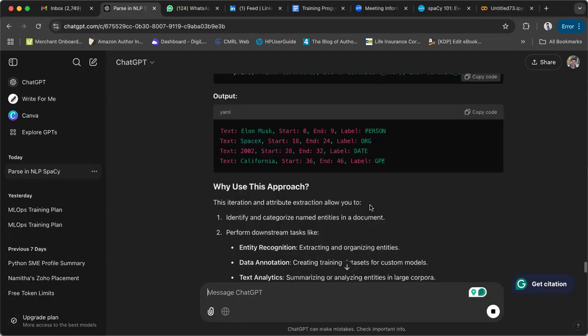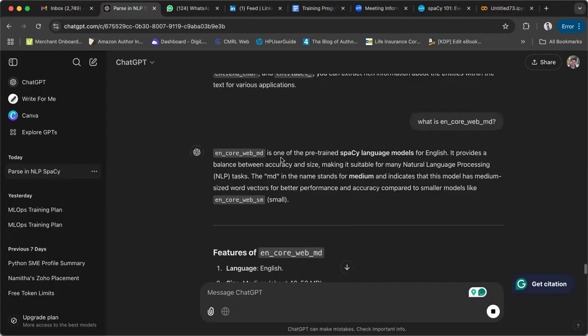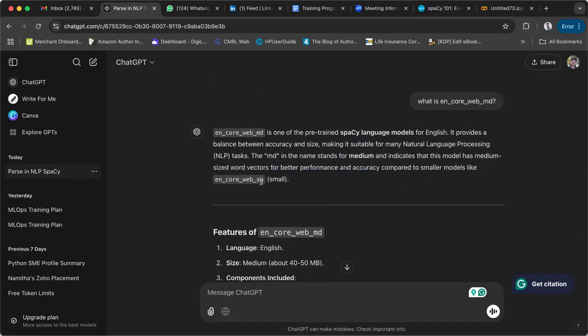How much information is there? It's a pre-trained spaCy language model that provides a balance between accuracy and size, making it suitable for many NLP processing tasks. MD stands for medium and indicates that this model has medium-sized word vectors for better performance and accuracy compared to smaller models. So SM is small, MD is medium, and LG is large.